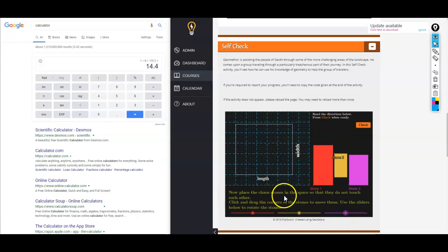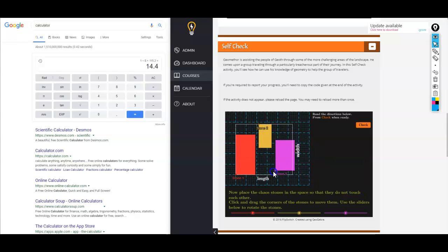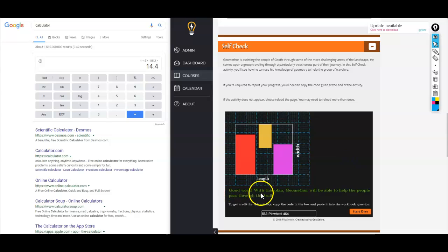Alright, now place the chaos stones in the space so that they do not touch each other. Click and drag the corners of the stones to move them. Use the sliders below to rotate the stones. So these move it left and right. I'm just going to see if they'll all fit vertically. So there's stone 1, stone 2, and stone 3. So they're not touching. I know it looks a little crazy for the path, but it meets the requirement that they're not touching. And I'll click check. Good work. With this plan, Geomathor will be able to help the people pass through the trail.